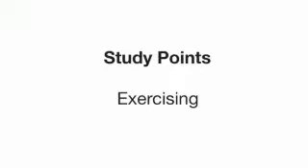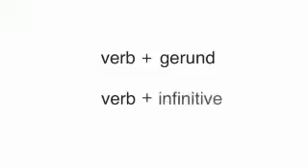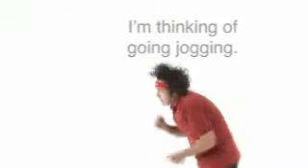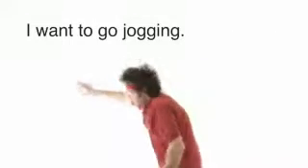Today we're going to talk about exercising. When we do this, we need to know which verbs are followed by gerunds and which verbs are followed by infinitives. We need to learn these verb patterns, so we can say things like, I'm thinking of going jogging, or I want to go jogging. But more on that later. It's time for the movie now.